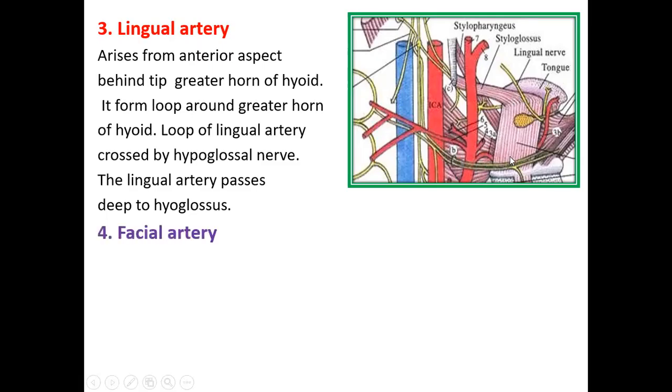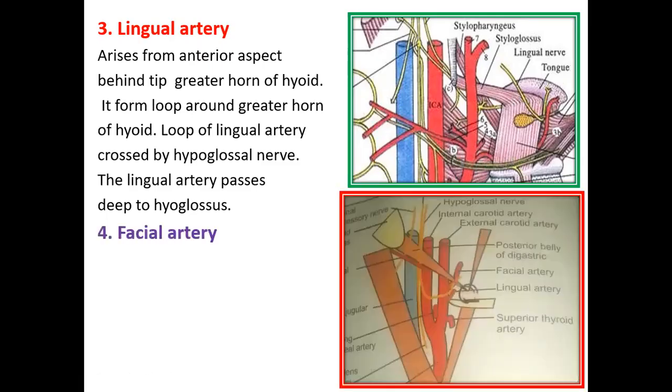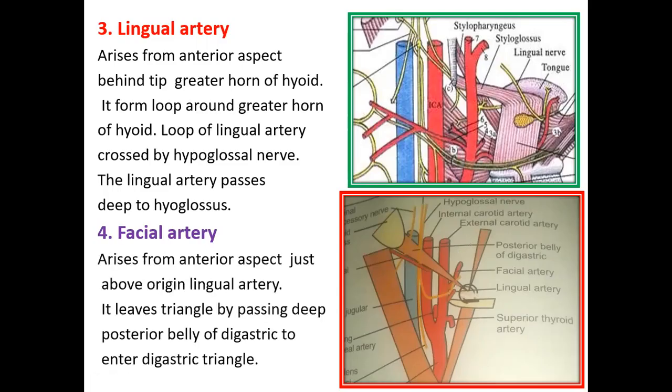And the next one is the facial artery. This one is the facial artery that arises from the anterior aspect of the external carotid artery, just above the origin of the lingual artery, and it leaves the carotid triangle by passing deep to the posterior belly of the digastric muscle and entering the digastric triangle. That's all about the facial artery.